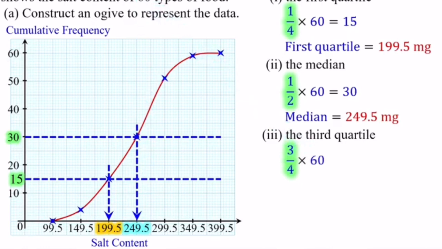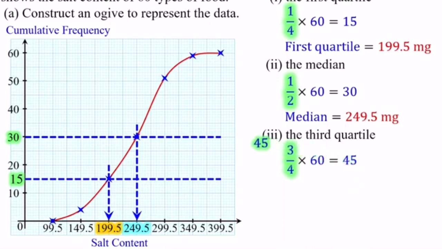After we find the 45, we will use a ruler, draw the dashed line like just now until it touches the ogive, right? And then at the place where it touches the ogive, we draw the vertical line down to the horizontal axis, and we are going to read the reading for the third quartile. So let's do it now.